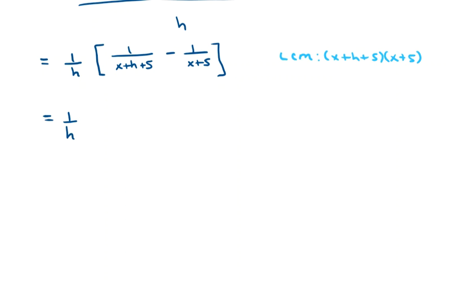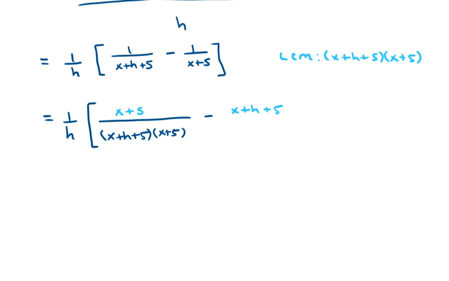So in this next line, let's write 1 over h. And what I'm going to do is multiply the 1 of the first fraction's numerator by x plus 5. So that'll give us x plus 5. And that's going to be on top of the LCM, x plus h plus 5 times x plus 5. Minus, and we're going to multiply the numerator of the second fraction by x plus h plus 5, which x plus h plus 5 times 1 is still x plus h plus 5. And that, too, is going to be on top of a copy of the LCM.